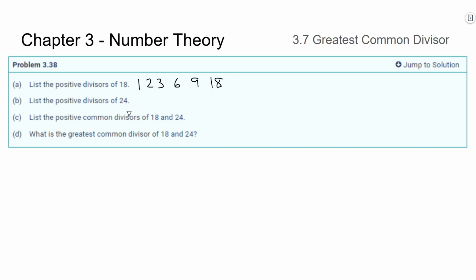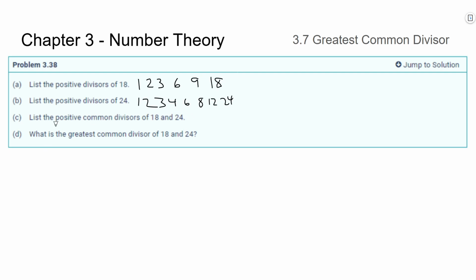How about 24? So for 24, we have 1 and 24. We have 2 and 12. 3 and 8. 4 and 6. And I think that's all of them.